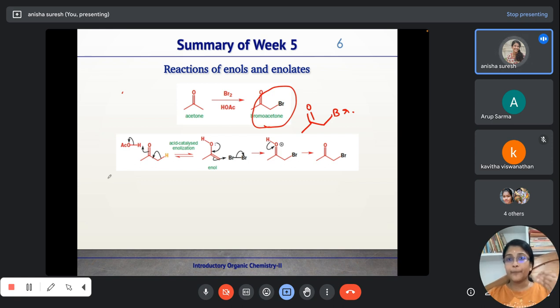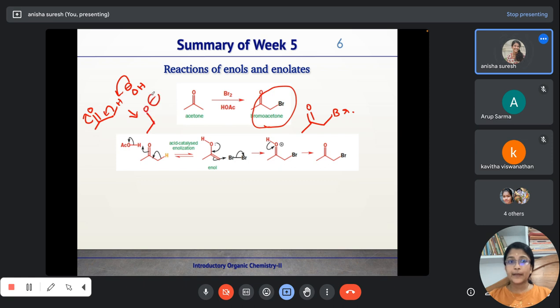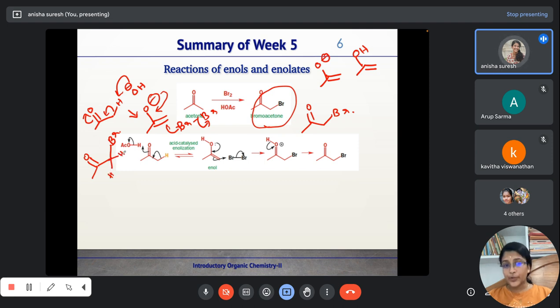Now, in the presence of base, what will happen? In the presence of base, base will be abstracting this, leading to formation of enolate. You are clear, right? This is called enolate and this is called enol. So in the basic medium, it will lead to formation of enolate, then it will fall down, lead to abstraction of bromine, and first it will result in the formation of bromoacetone.